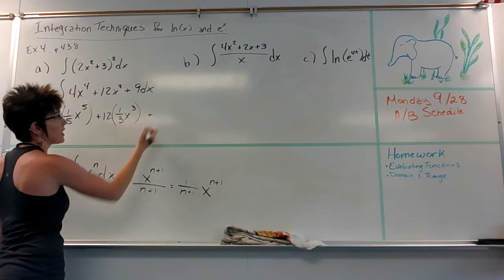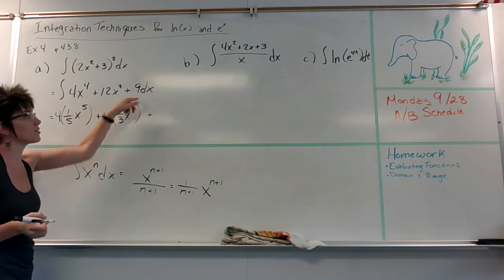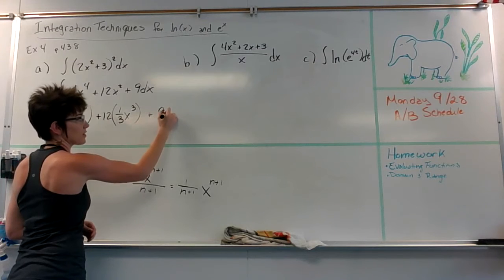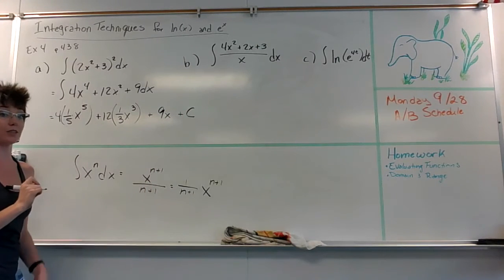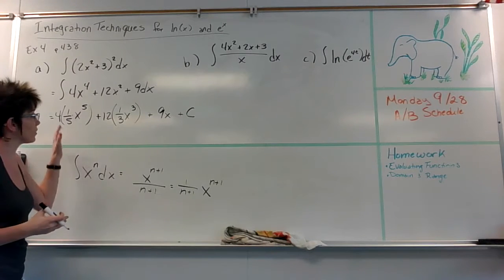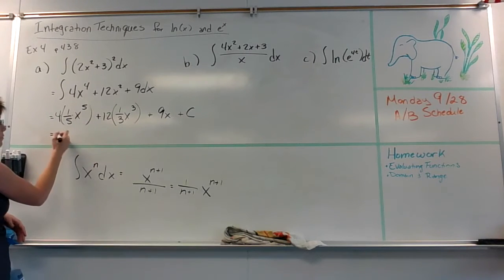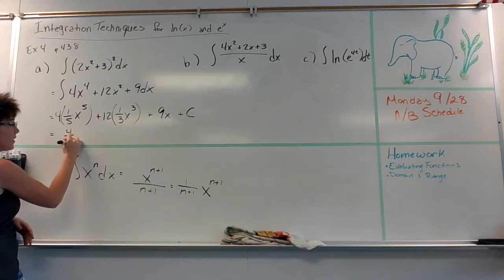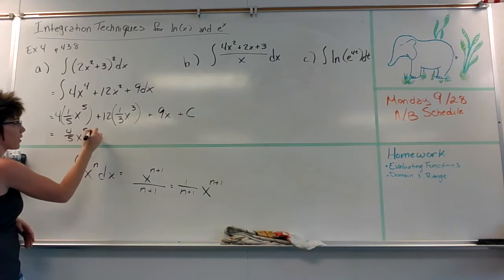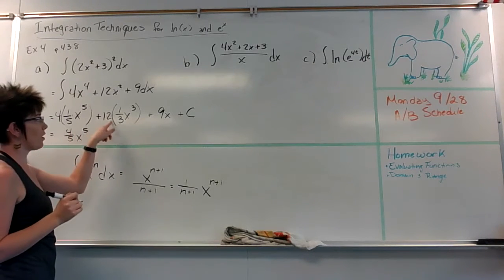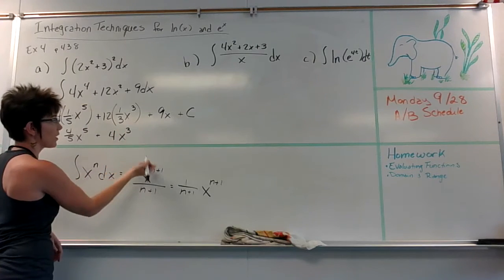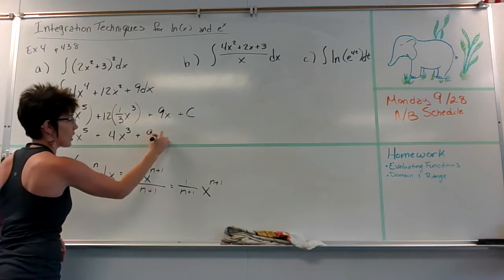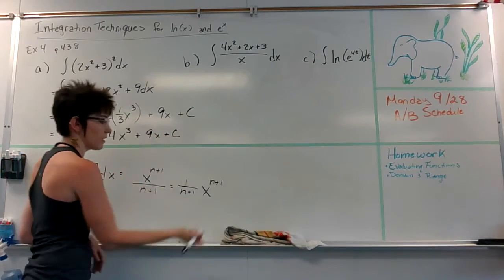And then for our last one, I love integrating constants, right? Because you just throw an x right next to it, and you have your plus c at the end, and then you're essentially done. We'll just do a little simplifying from here. So 4 times 1/5 is just 4/5 x to the 5th power. 12 divided by 3 is 4x to the 3rd power, plus 9x plus c.